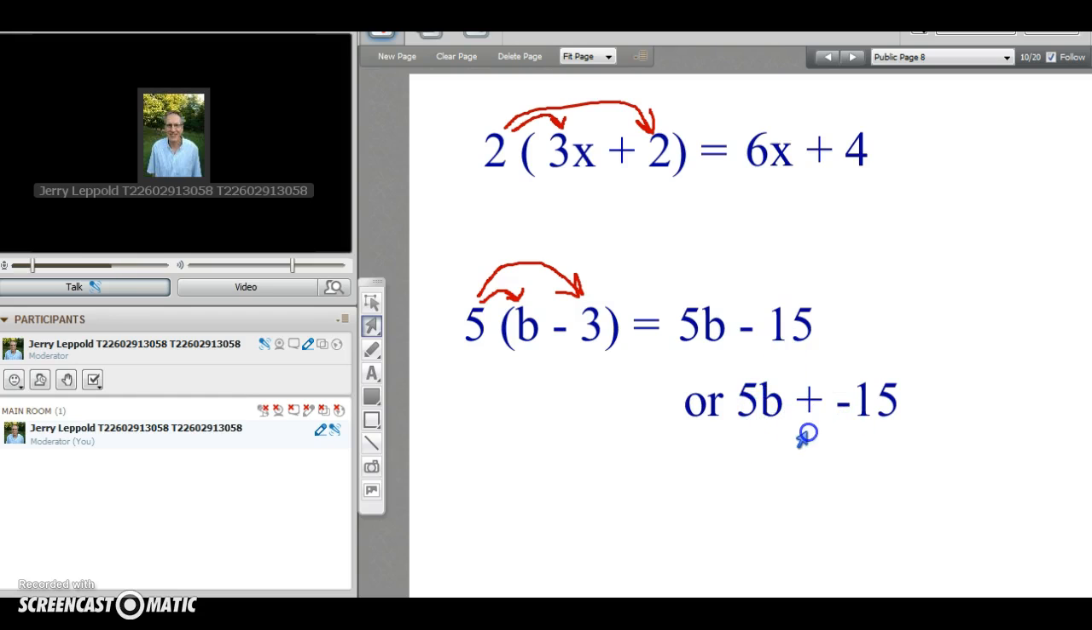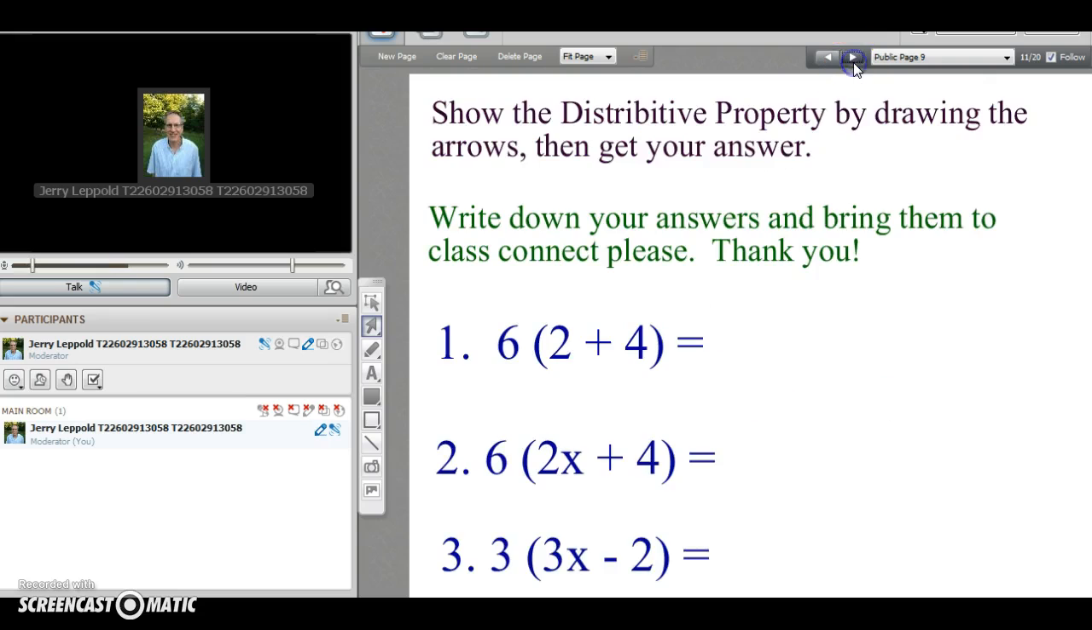So what I'd like you to do is work on the distributive property in your OLS, your online lessons, and show the distributive property by drawing the arrows here for these problems, and then get your answer. I want you to write down your answers and bring them to Class Connect, please. So you're going to write this down on paper again, draw these little arrows, and write your answers. And then when we get into Class Connect, I'll say, what did you get for your answer? And you can just write your answers on the board here.